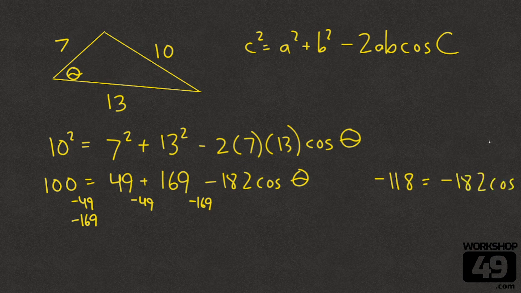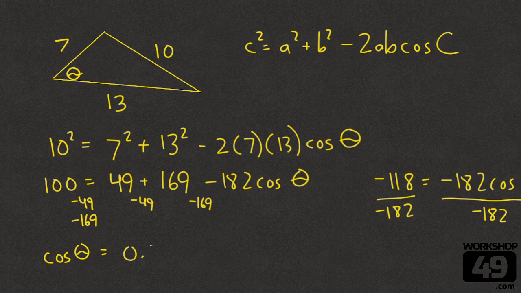Do not, I repeat, do not be that person that adds 182 to both sides to get rid of this negative 182. It is a coefficient. To get rid of something that is multiplied by an unknown, we must divide. Divide by negative 182. When you divide by negative 182, it's going to leave us with cos of theta equals approximately 0.648. We're almost there.